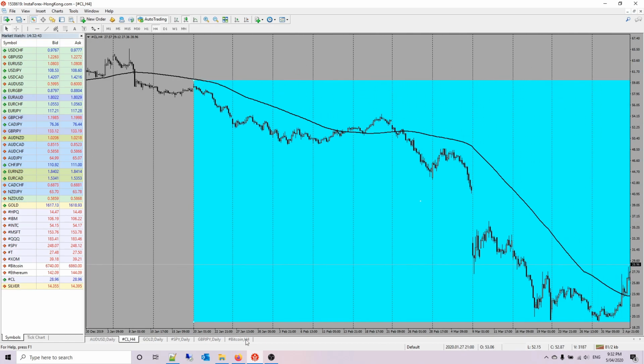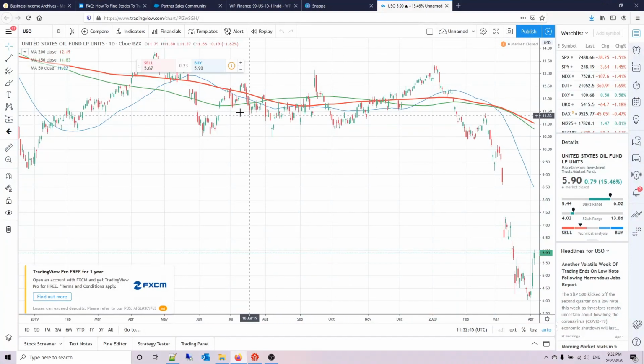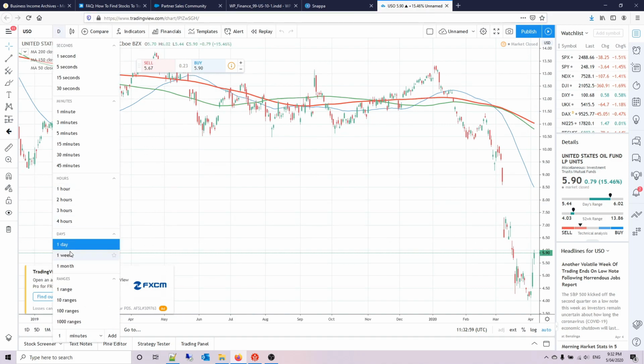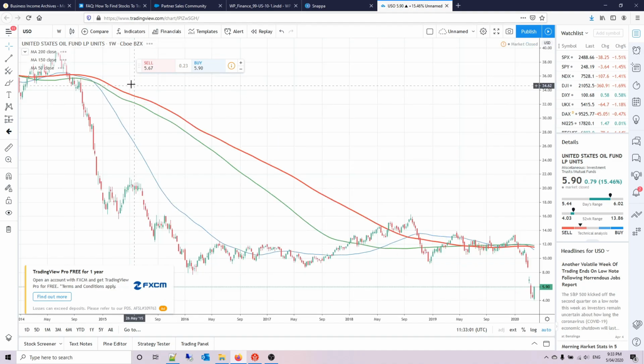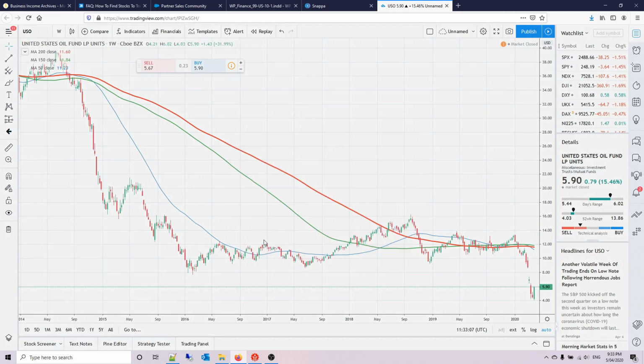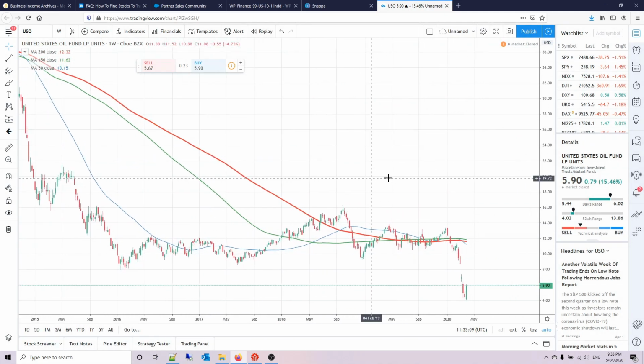But let me switch to stocks. For stock trading, I like to use a platform called TradingView. In this case, look at it. It's basically the same concept: time frame, you go by weekly, monthly. USO is an oil ETF, similar to crude oil. But of course, crude oil is a commodity, so this one is just the ETF. They are two different things, but the movement is more or less the same.